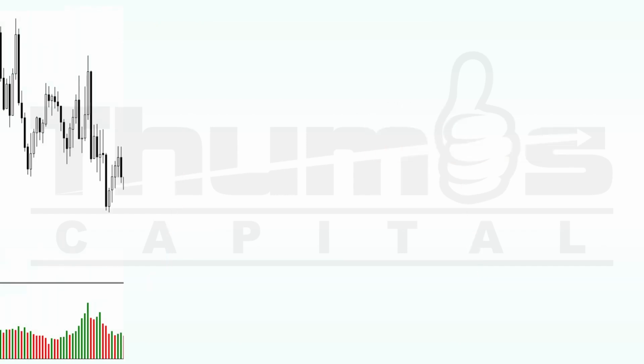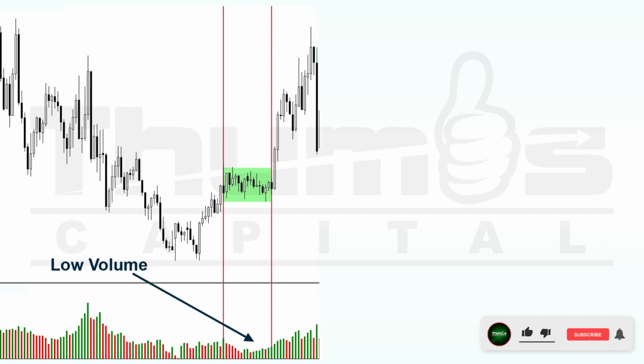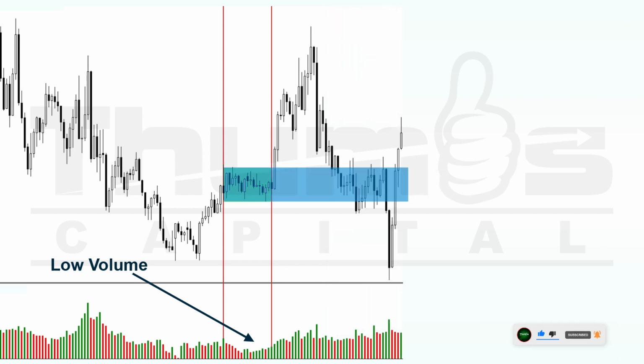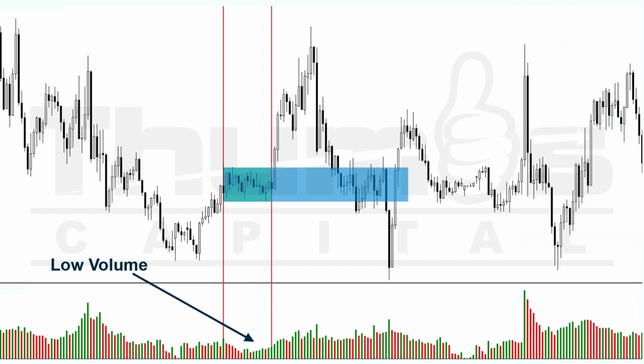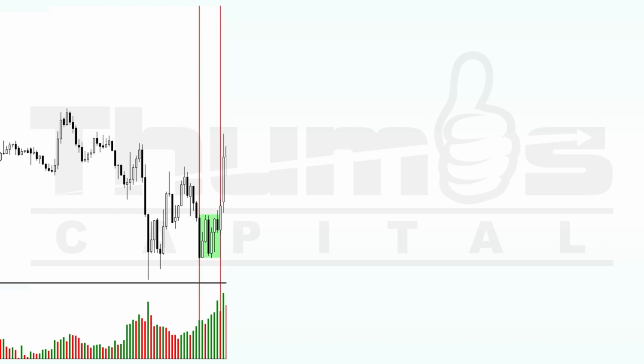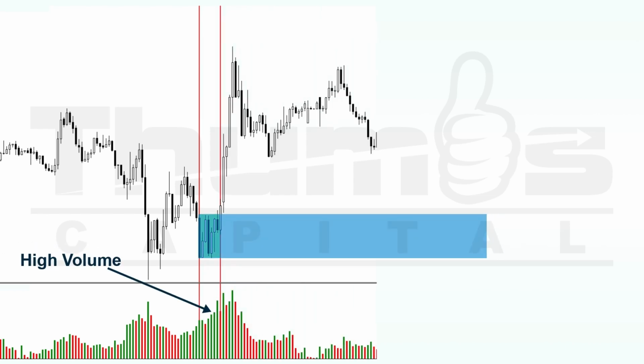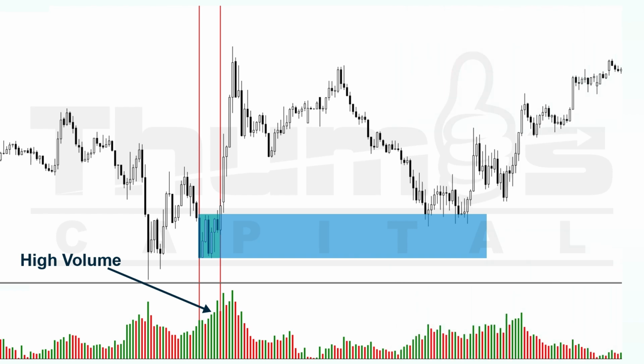This can be seen in this example on the screen. Here we have a clear consolidation followed by a breakout, but the consolidation has very low volume, as you can see. So marking this as an order block resulted in a failure when price returned to that zone. Unlike in this second scenario, where the consolidation zone has significant volume to it, you can see that when price returned to that zone, it reversed from it.